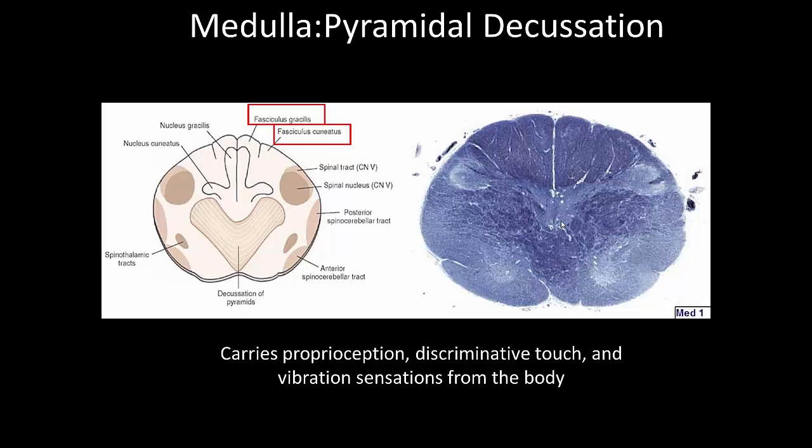So moving back to our medulla, once again, we can see these dorsal column tracts as they're ascending from the spinal cord. More medial, we have the fasciculus gracilis that's carrying proprioceptive information, vibration, and fine touch from the lower extremity. And then more lateral, we have our fasciculus cuneatus that's carrying those same exact sensations except from the upper extremity.